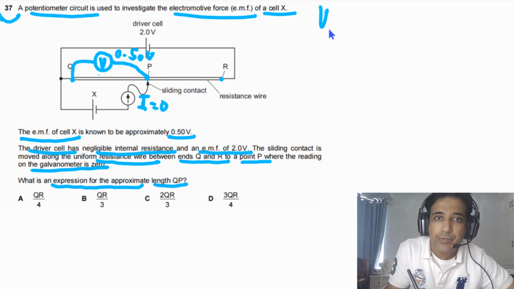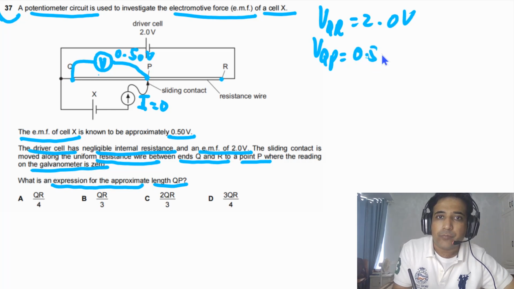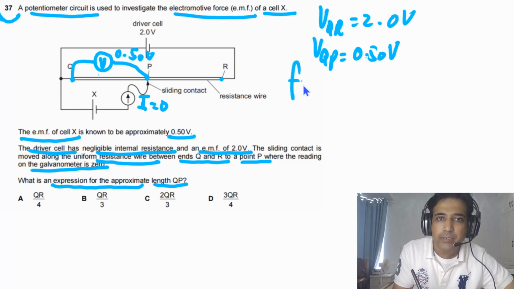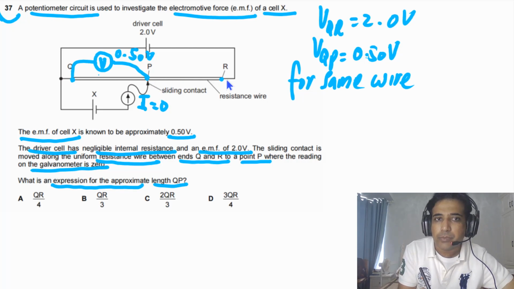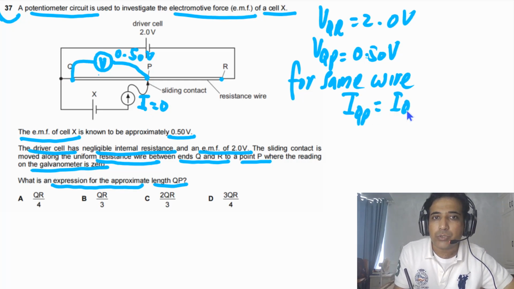So in this case we have VQR equal to 2.0 volts, and also VQP equal to 0.50 volts. We are talking about the same wire, and this is the point you need to understand: for the same wire, the current is the same. The same current is passing through this part of the wire and through the remaining part of the wire, because the current through the galvanometer is equal to 0. So we can say IQP is equal to IQR.